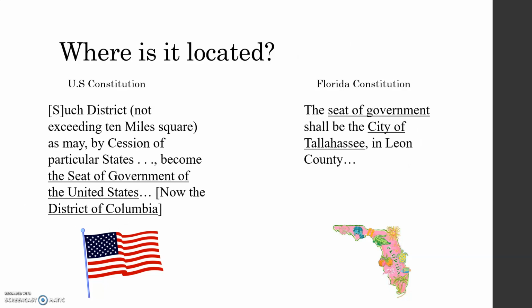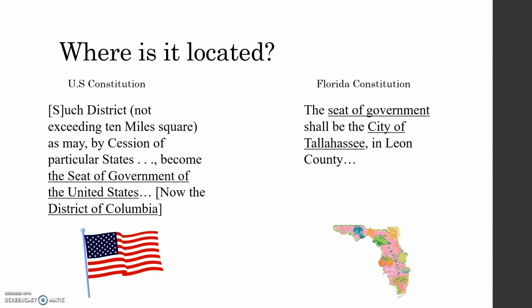Now, where is this government located? And this is our last compare and contrast, and we'll move on to the next section. The U.S. Constitution says that the seat of government of the United States will be the District of Columbia, Washington, D.C. In Florida, our Constitution says that the seat of government shall be the city of Tallahassee. That's why Tallahassee is our state's capital. Even though Tallahassee has far less people than like a Miami, our state's constitution states that the capital must be Tallahassee. Anywho, that's a little bit of a compare and contrast between the two constitutions.